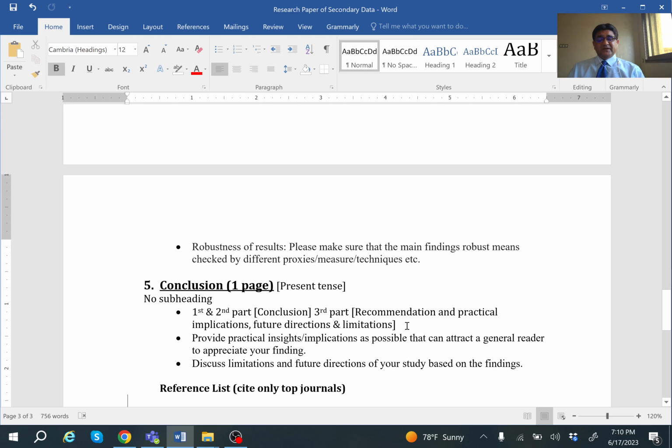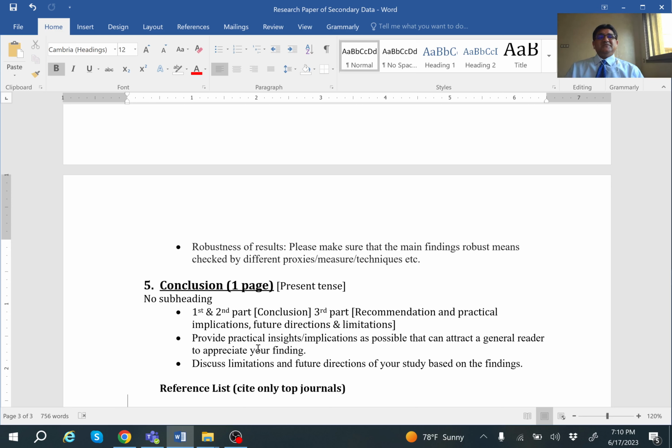Remember, no subheading. You can write only two or three paragraphs covering this part, and you can provide the future direction of your research. So you have to focus more on the recommendations and practical implications of your research. How can that practical implication attract a general reader to appreciate your findings? So emphasize the findings.